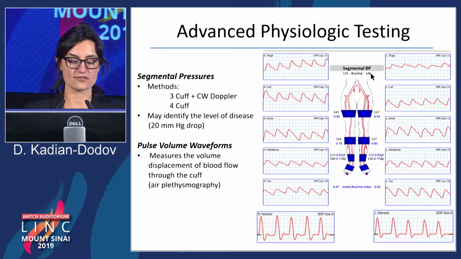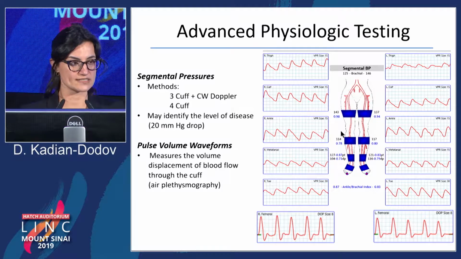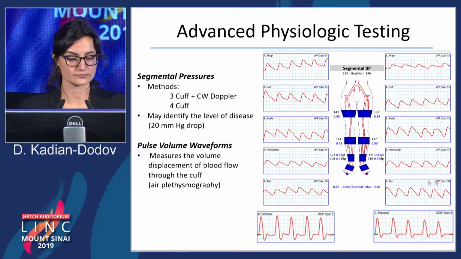So if we were going to take the higher brachial, 146 versus 127, we got an ABI of 0.87 on the right, 0.83 on the left, so both are abnormal. And then we look for our drop. We're looking for a drop in the pressure of 20 to identify our level of disease. So from 146 to 143, the drop is between the thigh and the knee. There is femoral popliteal disease on the right. And on the left, same thing, 137 to 117, bilateral femoral popliteal disease for this patient.